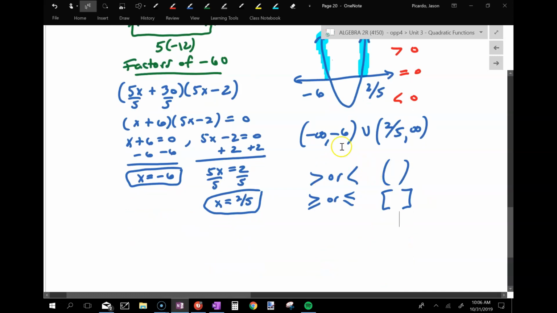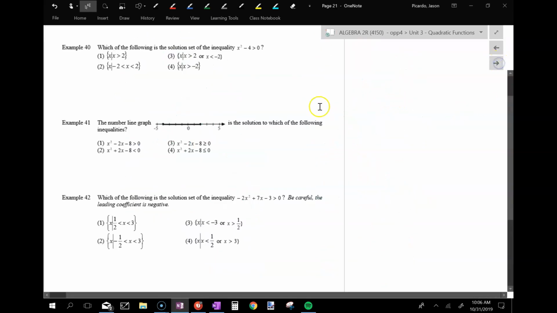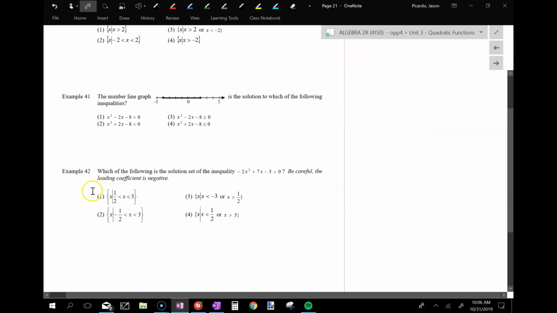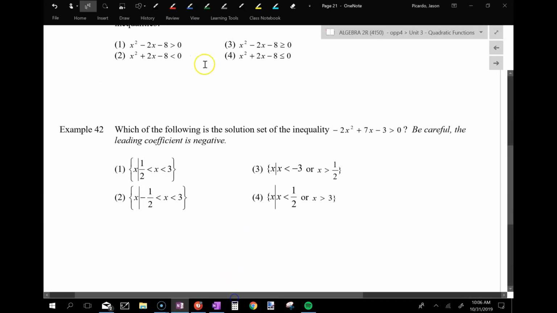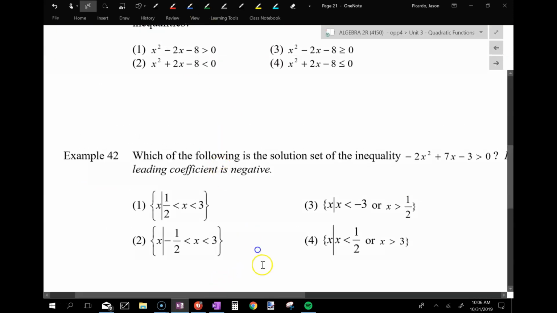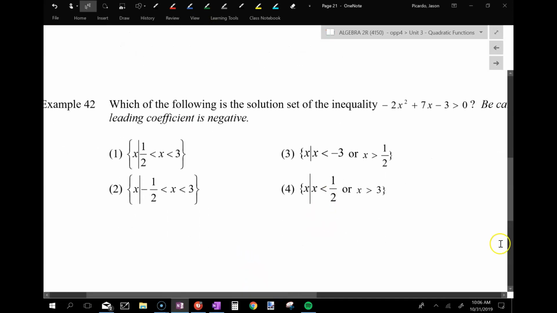I only want to do one more problem with you guys, okay? All I want to do with you guys is just this problem 42. Okay. Guys, do you agree that I'm going to have some parabola? Hey, look at this. What's that say? Negative 2. So it's going to be the first time that we see a parabola that's what? Frowning.